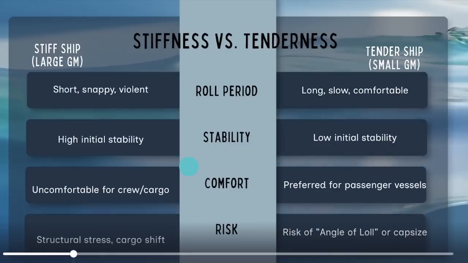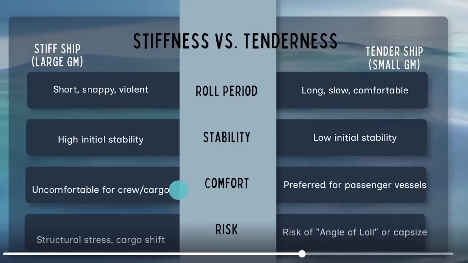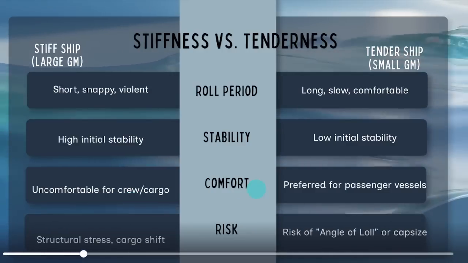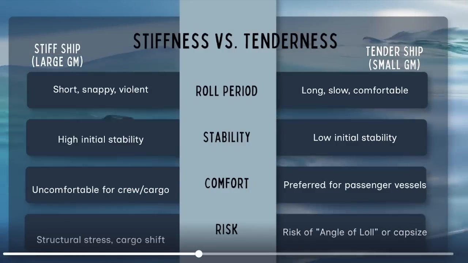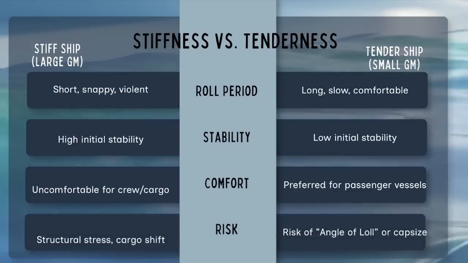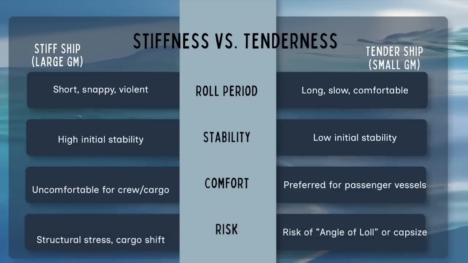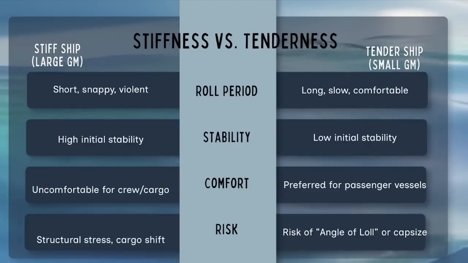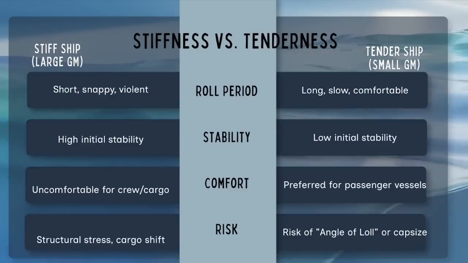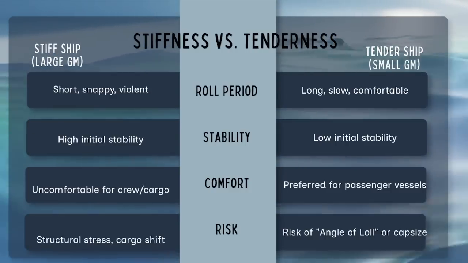In terms of comfort, the stiff ship is uncomfortable for the crew, while the tender ship is preferred for passenger vessels. And in terms of risk, with the stiff ship there is structural stress on cargo ships, while the tender ship risks a large angle of list or capsize.